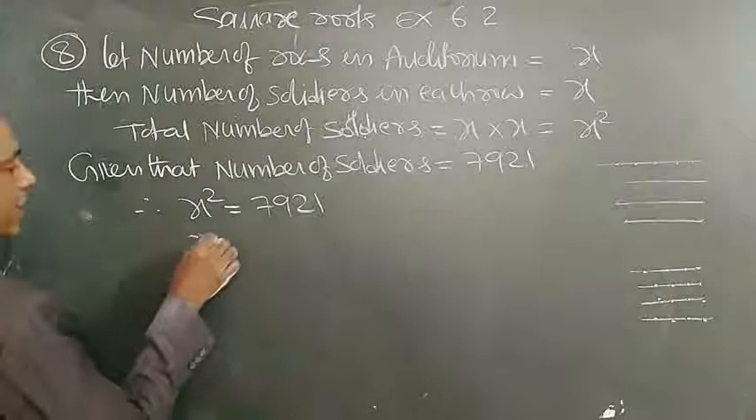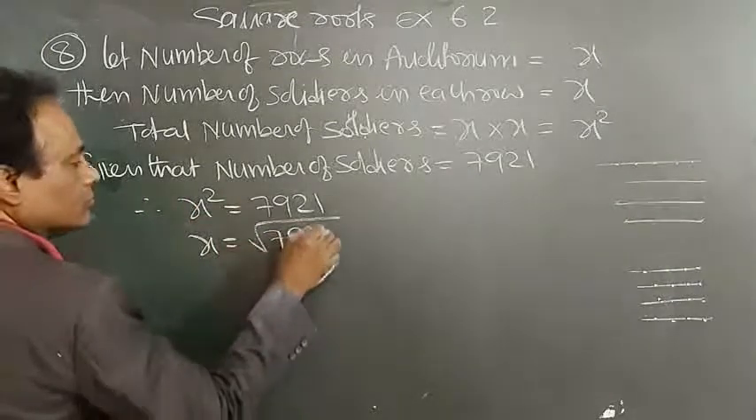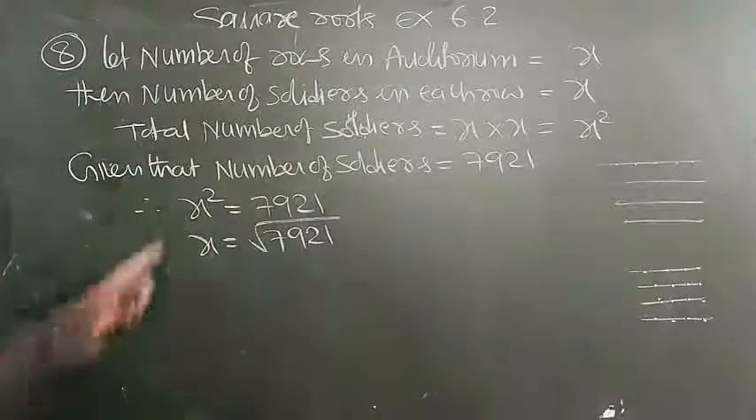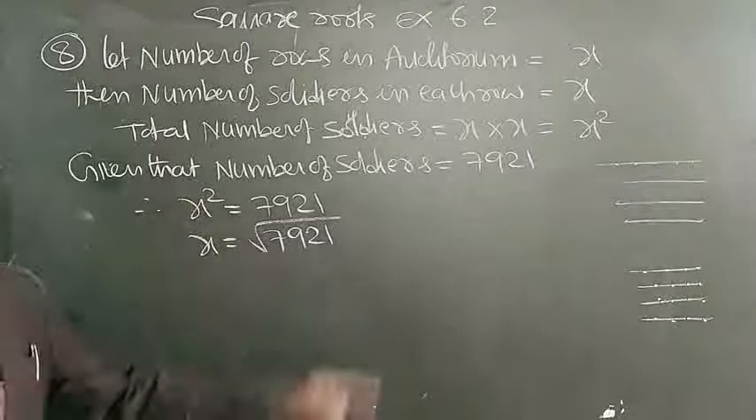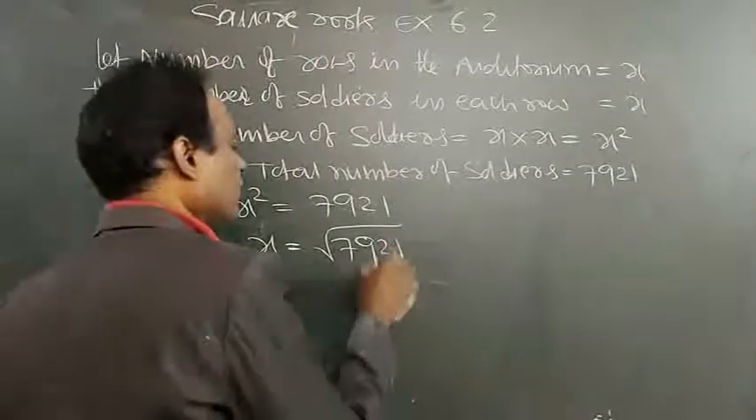So if you remove the square, the right side will get a root, square root. So we need to find the square root of 7921.